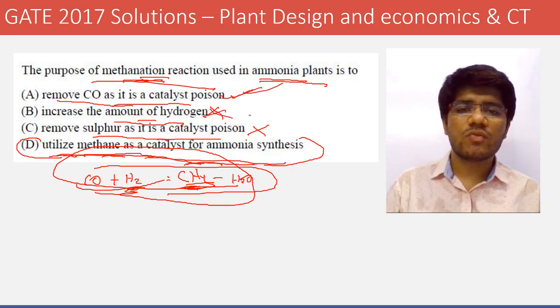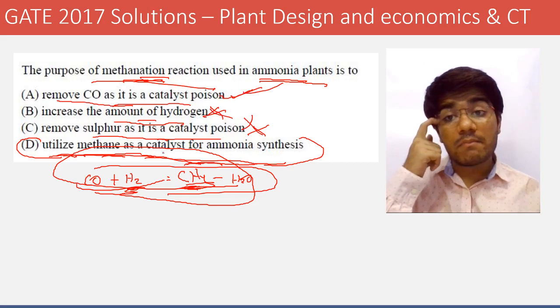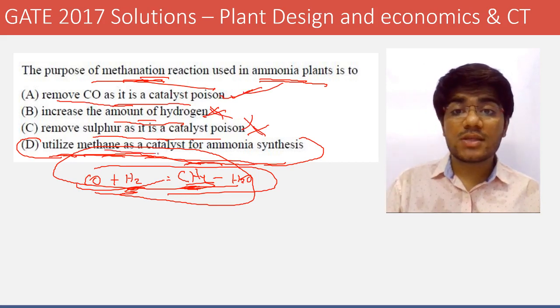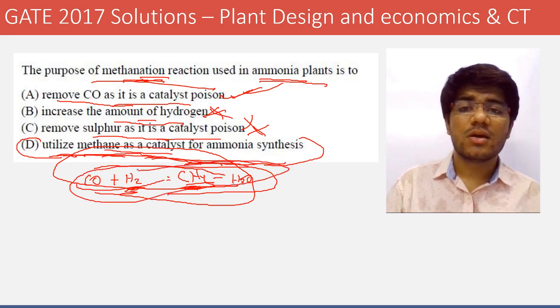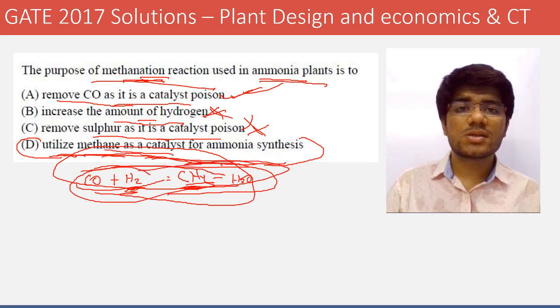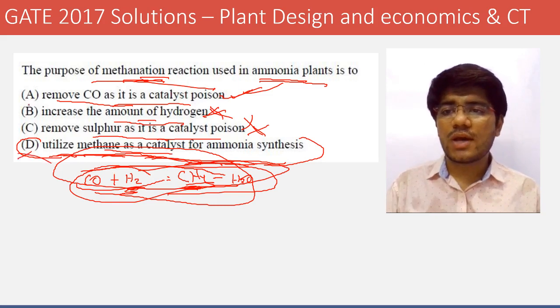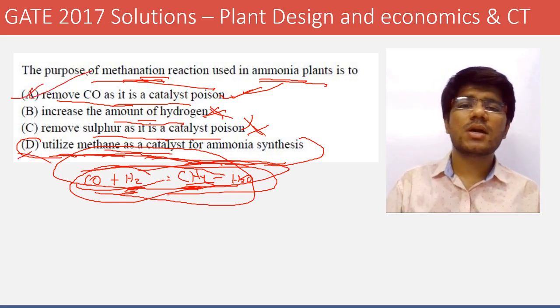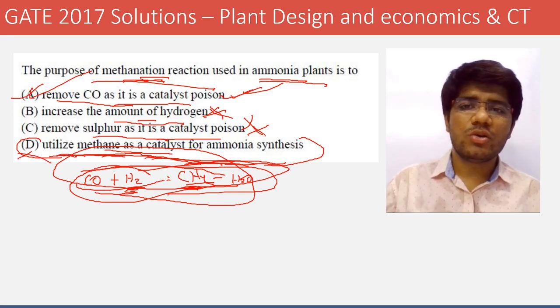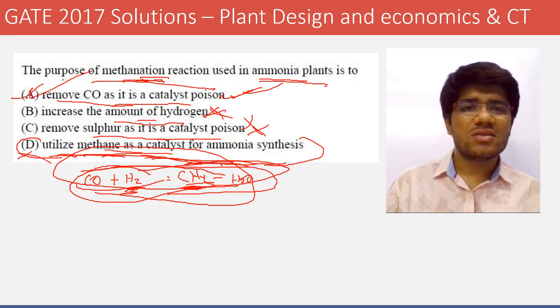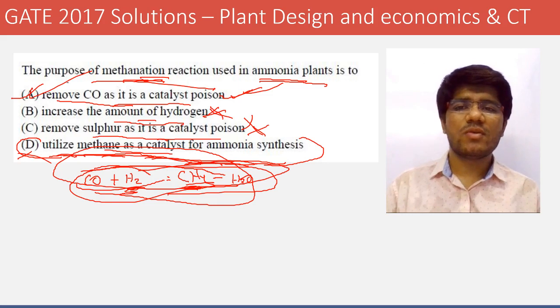You can definitely remove this option and this option. And methane, utilize methane as a catalyst for ammonia synthesis: there is no ammonia synthesis occurring here. So this option also goes away. So we are left with only option A, and option A is the correct answer. So if you don't know the methanation reaction, you can still predict the answer.